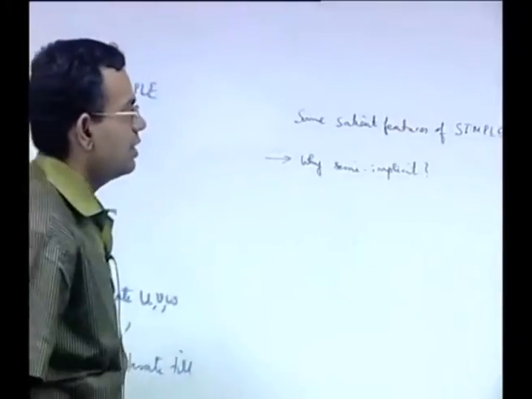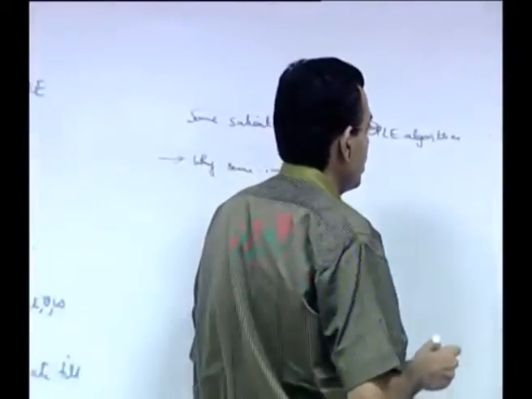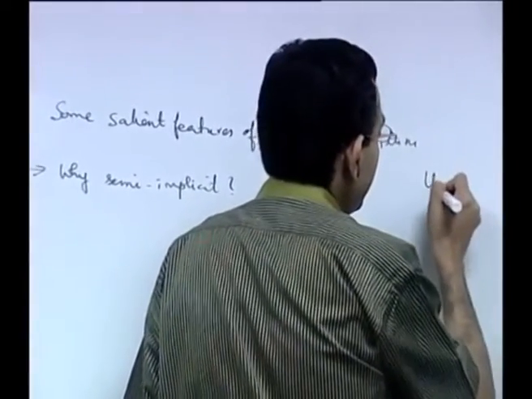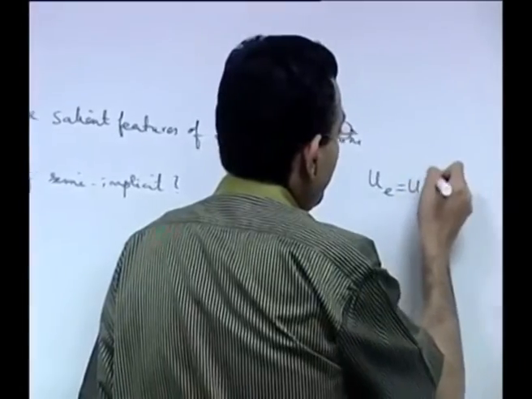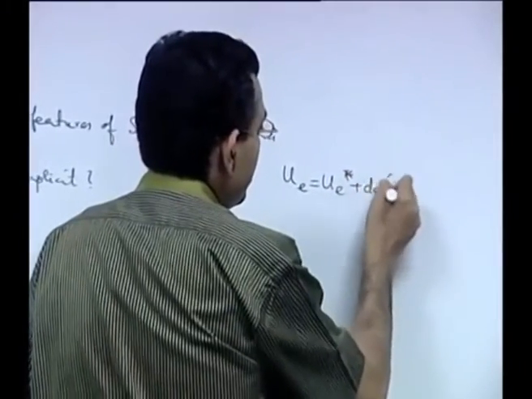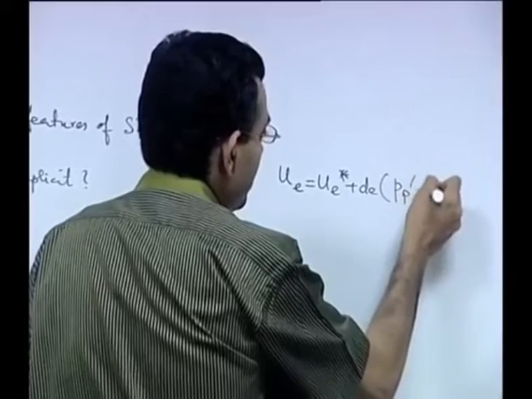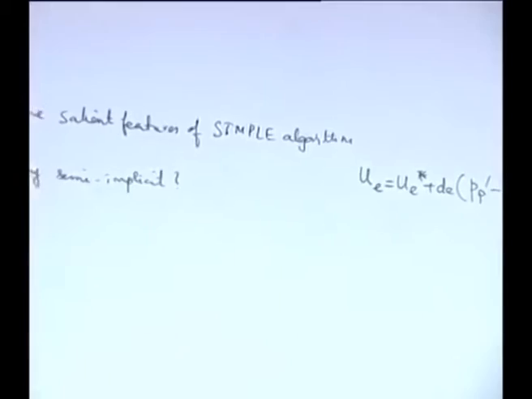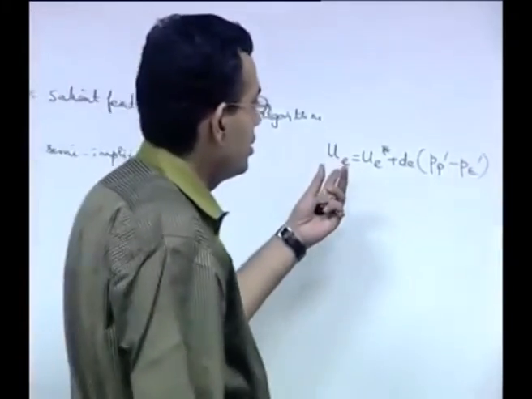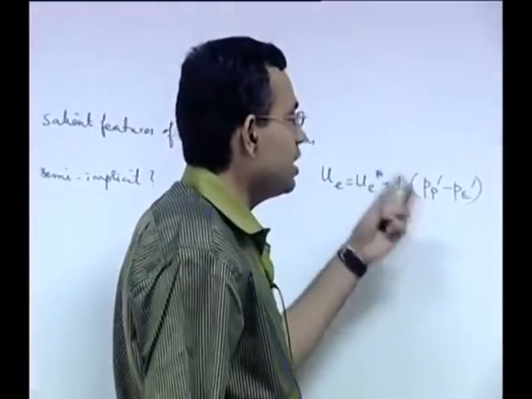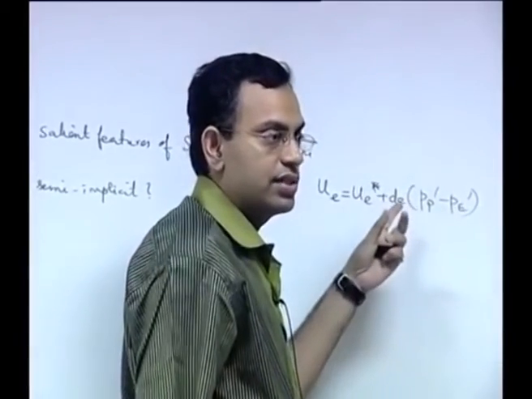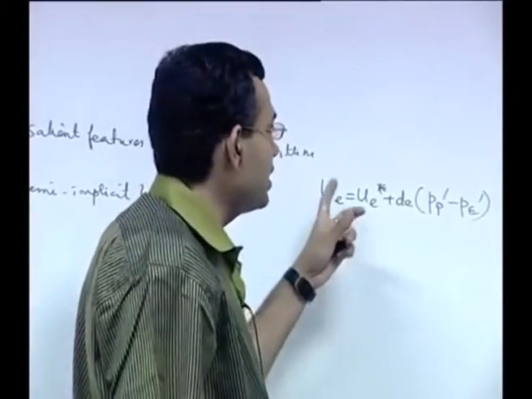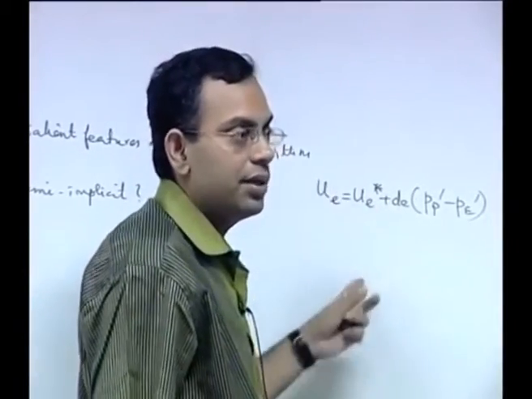Remember that the key formula in the SIMPLE algorithm is the velocity correction and the pressure correction formula. For example, the velocity correction u_e equal to u_e star plus d_e into (p_P dash minus p_E dash). So, the velocity correction is a function of the pressure correction at the neighboring grid points, but not an explicit function of the velocity correction at the neighboring grid points.